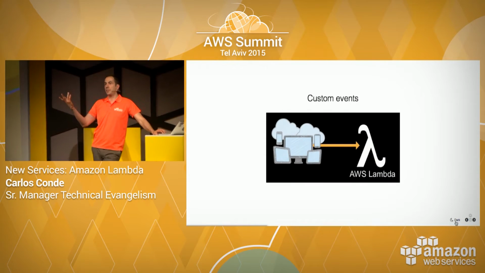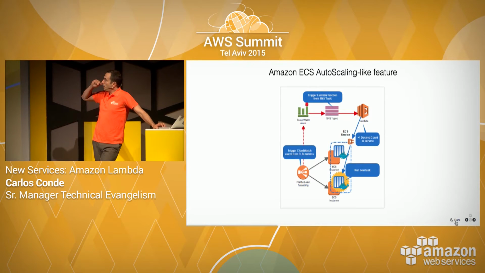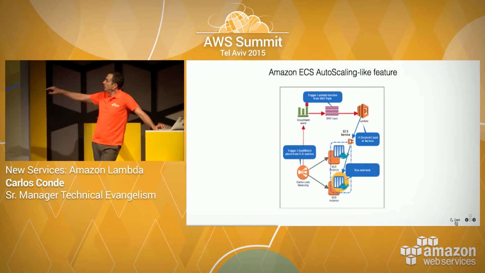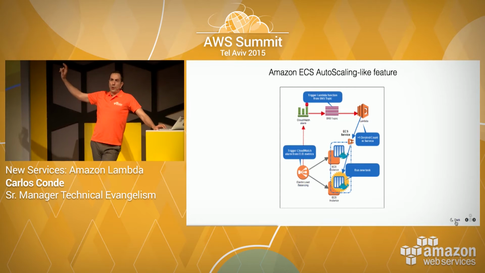Or you can have custom functions in IoT, or even, a last one that we saw recently in the AWS blog, you can write your own auto-scaling feature based on events that you trigger on Lambda. So here it's an auto-scaling mechanism that allows you to scale containers, to scale an Amazon ECS cluster and add or remove containers on this. All those details are on the AWS blog.